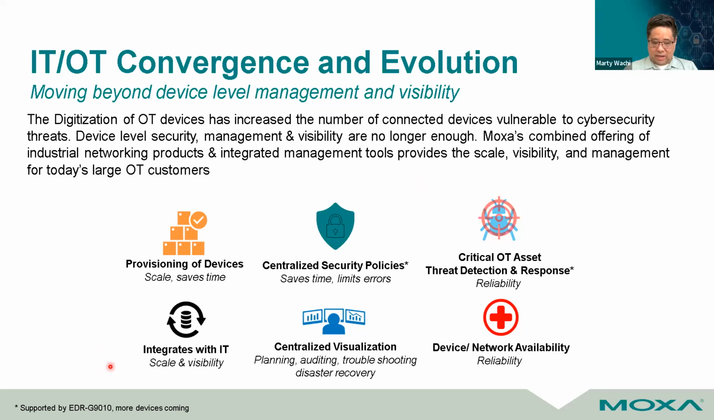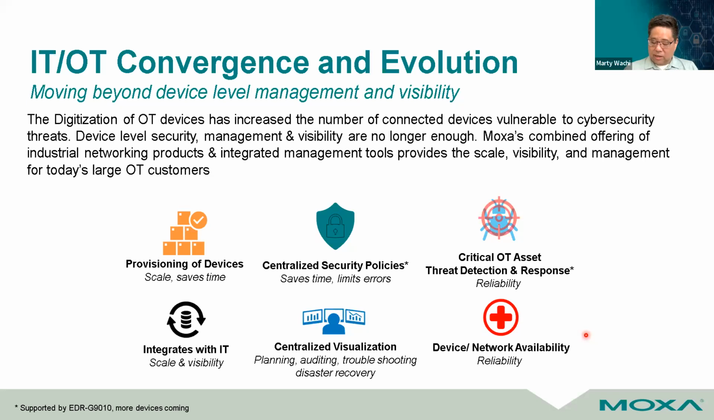And these are some of the things that we've heard from our customers that they want to be able to do, and do at scale. So provisioning of devices, being able to integrate with their IT partners for both scale and visibility. Central to this has been centralizing security policies to save time, limit human errors, having centralized visualization for planning, auditing, troubleshooting, and disaster recovery. And then obviously the critical asset protection and network and device availability, just to improve the reliability of the overall network.